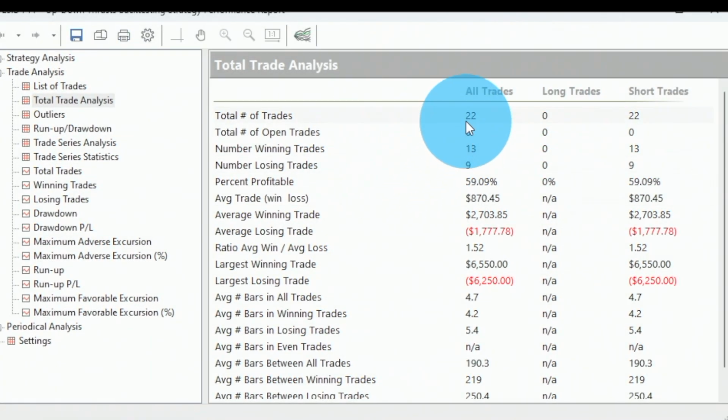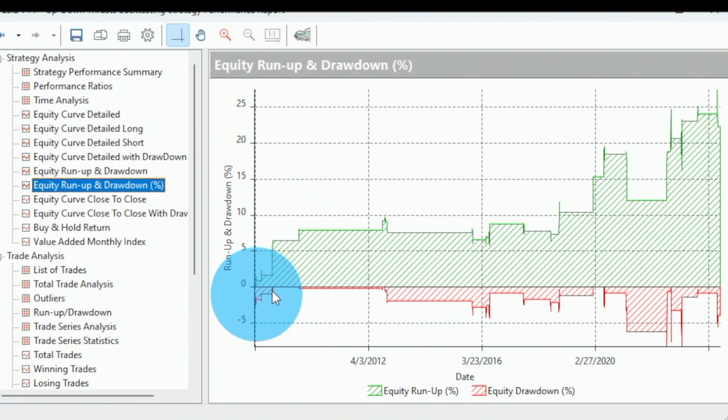So this is how the short side looks, 22 trades, about 60% win percent, and $870. And this is the equity curve. Of course, it's going up, but I mean, we don't have enough trades. But at least we can combine it with the long side to see what we get.